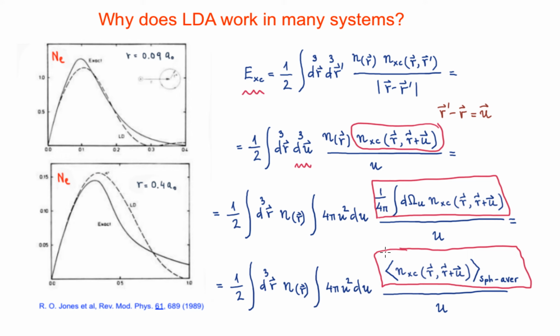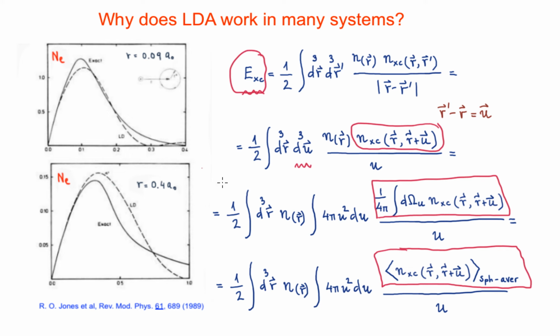So what does it mean? It means that the exchange and correlation energy just depends on the exchange and correlation hole through the spherical average. So we have seen that both the exact and the LDA exchange holes are very different. But what happens with the spherical averages of the exact exchange hole and the LDA exchange hole? And that's done in these two figures.